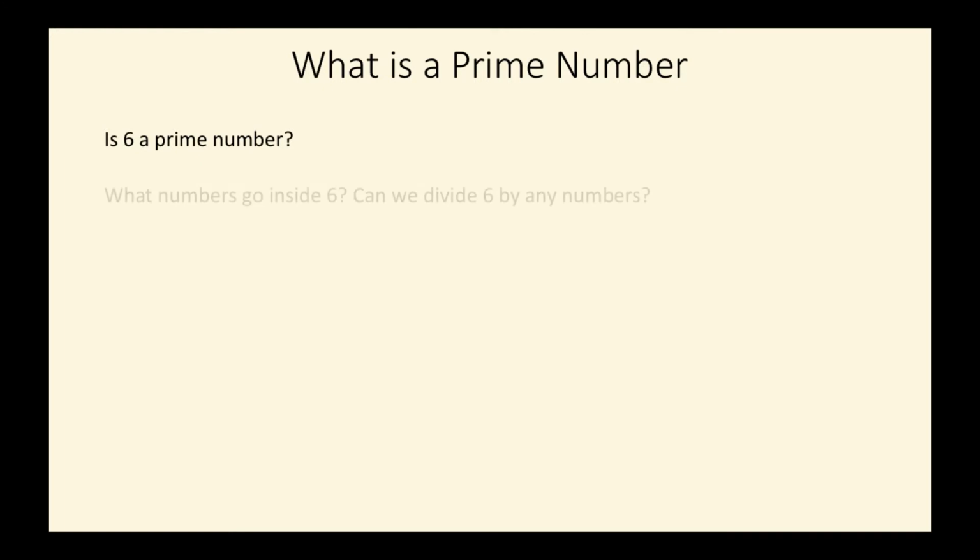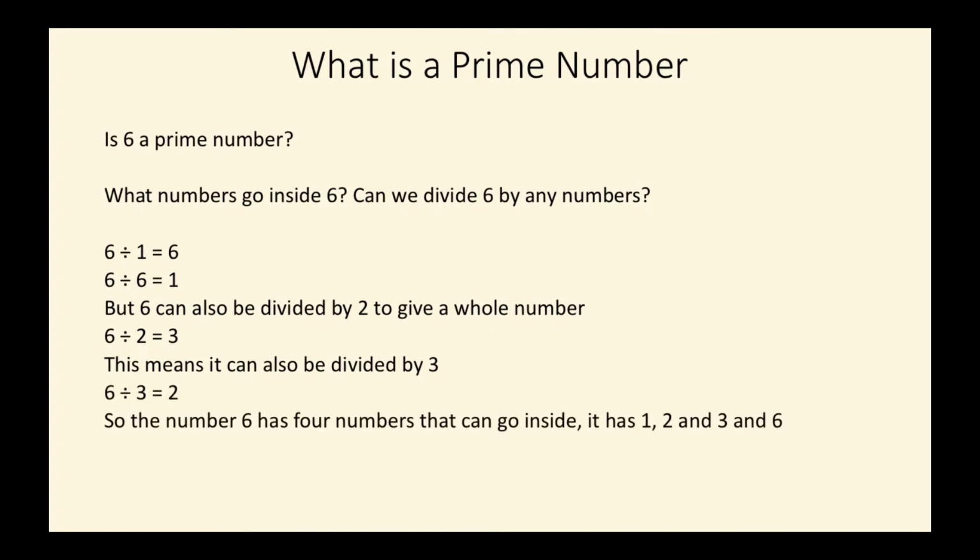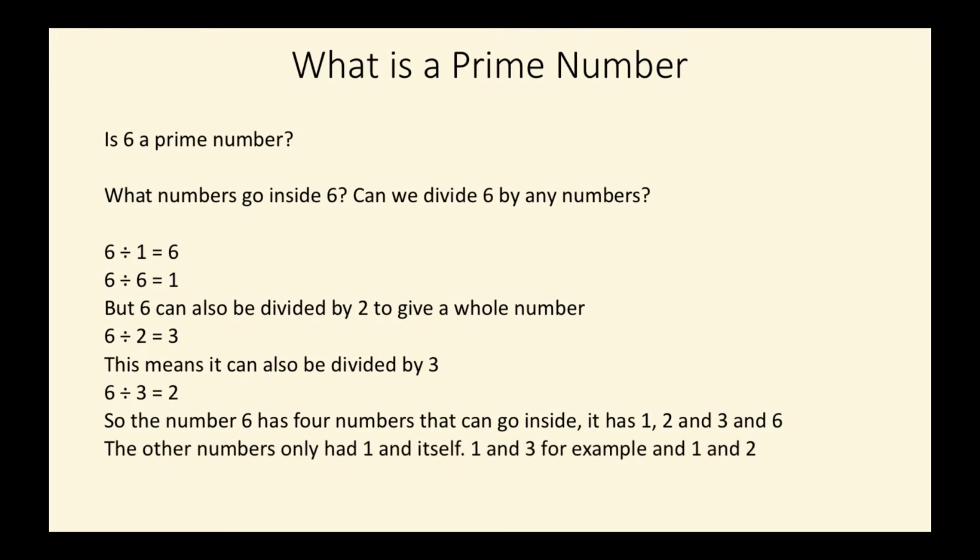Is 6 a prime number? What numbers go inside 6? Well, as usual, 6 divided by 1 is 6, and 6 divided by 6 is 1. That's nice, however, it can also be divided by 2. 6 divided by 2 is 3. And that means it can also be divided by 3. So 6 divided by 3 is 2. So the number 6 has 4 numbers that go inside it. It has 1, 2, and then 3 and 6. The other numbers only had 1 and itself, as mentioned earlier, so we know that 6 is not a prime number. It has too many factors. It has 4.